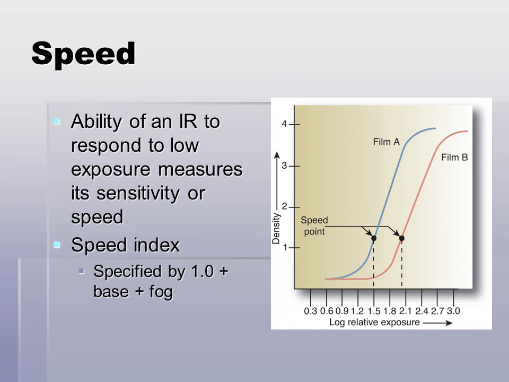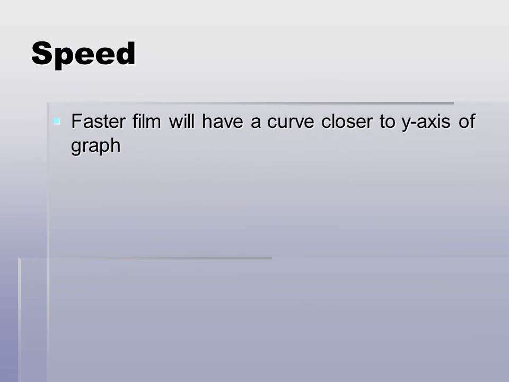Speed. Speed is known as the amount of density a film produces for a given exposure. The ability of an IR to respond to low exposure measures is sensitivity or speed. The speed index is specified by 1.0 plus the base plus fog. So in this image, the film A speed point is going to be faster than film B. The faster film will have a curve closest to the y-axis of a graph. Again, this might be important information to know for test purposes.